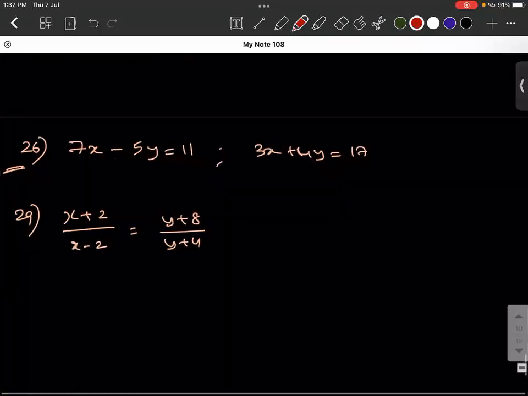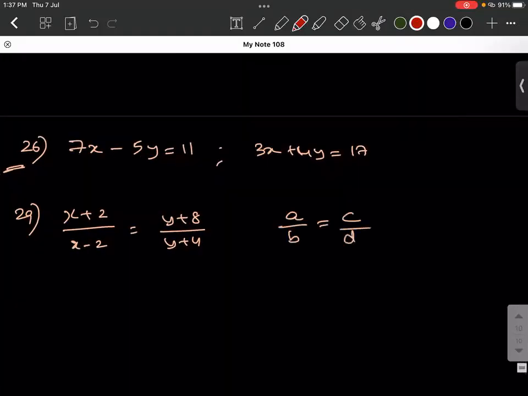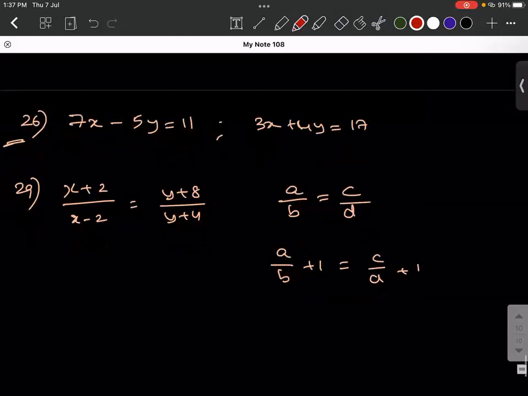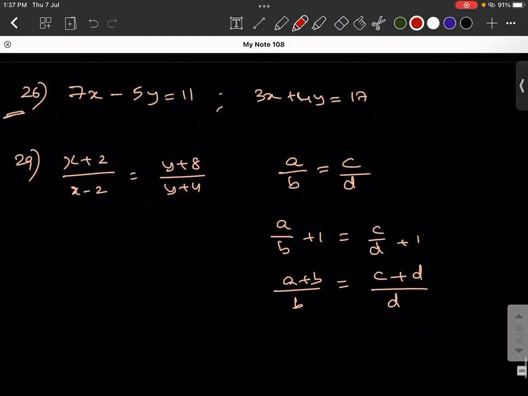There is a concept from ratio and proportion. If you have a by b is equal to c by d, so a by b is the ratio, a by b and c by d are said to be in proportion, right? So when I add 1 on both the sides, can I do that? I get a plus b divided by b is equal to c plus d divided by d. Means if I have two ratios which are in proportion, I can add 1 on both the sides, and this will give you the same ratio. And this effect is called componendo.